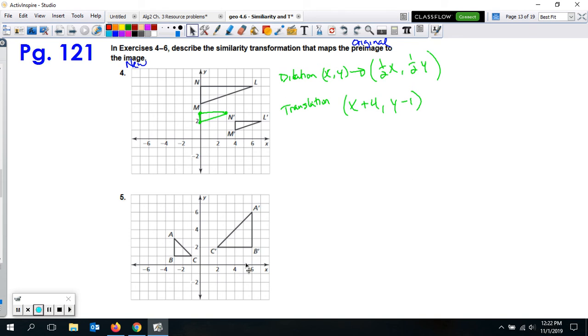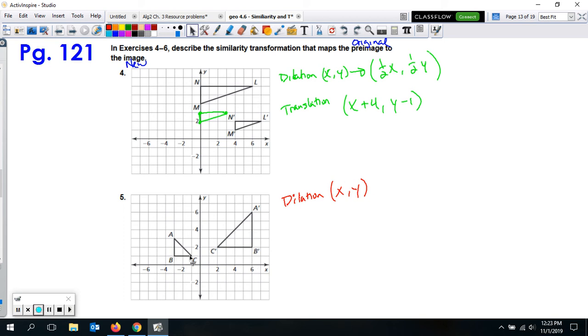Okay, for number 5, same thing. We see that the smaller one here is our original. The bigger one is the new one. So first of all, it got larger. That's the one thing to notice. There's a dilation. So we've got to figure out what dilation is going to be here. What is our coordinate rule? What are we going to multiply the X and the Y by in this dilation?